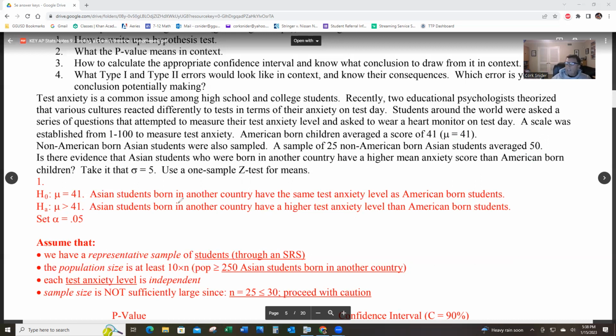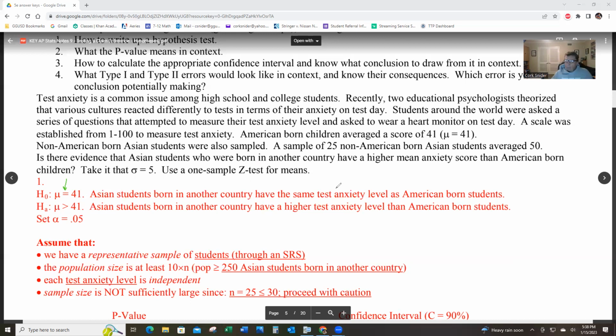So in, like, a dice, the known number is 3.5. A dice will average 3.5 on average. That's kind of the known number. Okay. So we're going to use the symbol mu. H0 always starts with equals. So we're going to write equals 41. H0: mu is 41. Okay.